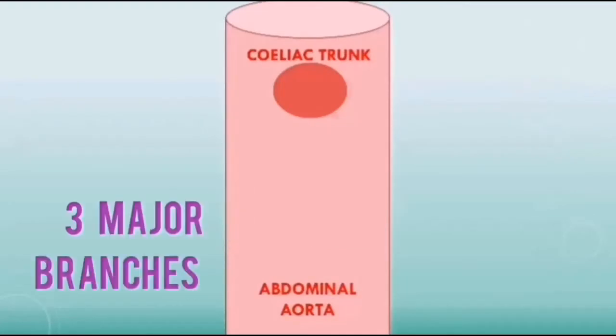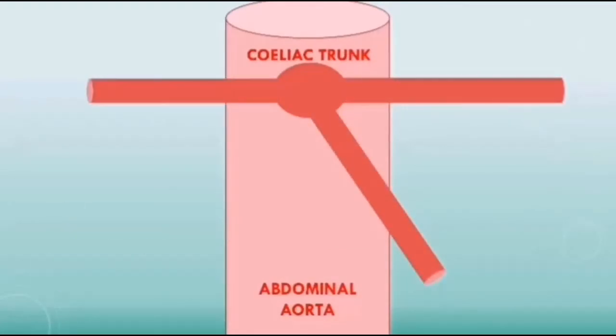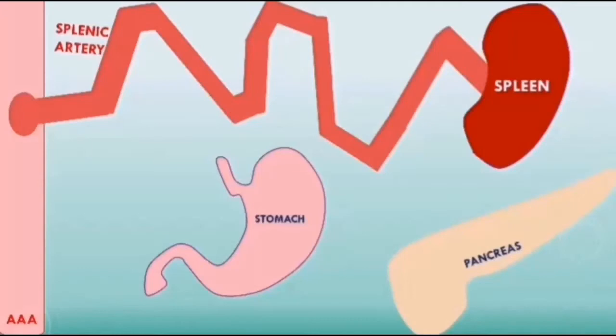There are three major branches of the celiac trunk. The first branch is the splenic artery. The splenic artery has a very tortuous pathway. It will eventually reach and supply blood to the spleen. The splenic artery also has another branch that goes towards the stomach.